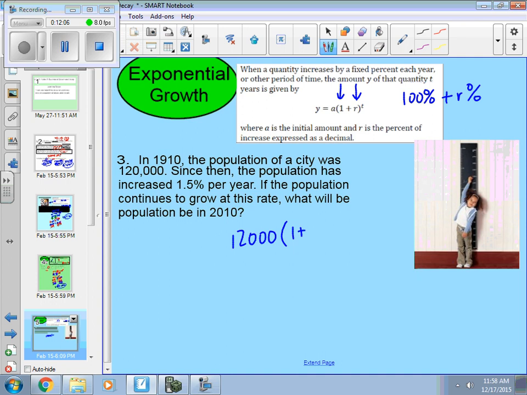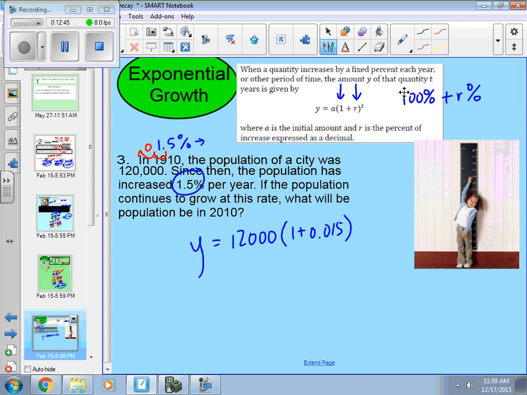So we got 1 plus as a decimal. Be careful with this one. 1.5% as a decimal, not 0.15. We got to move it over twice or divide by 100 here. Looks like we're going to have to fill a 0 in there. So it'd be 0.015. Then it says, if the population continues to grow at this rate, what will be the population in the year 2010? Okay, so now we got to figure out, is that 2010 the ending amount or is that the time? Well, this looks like a time here.